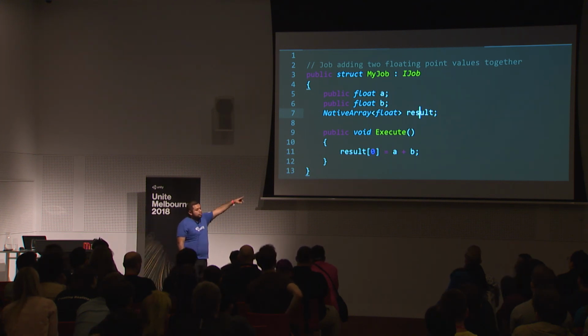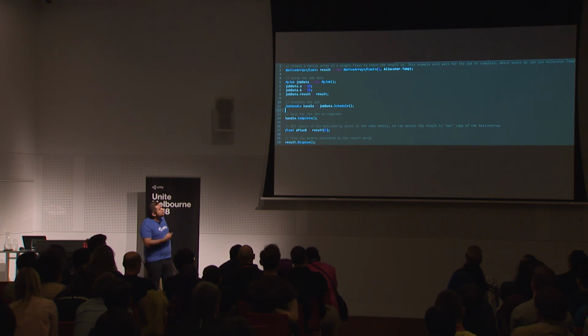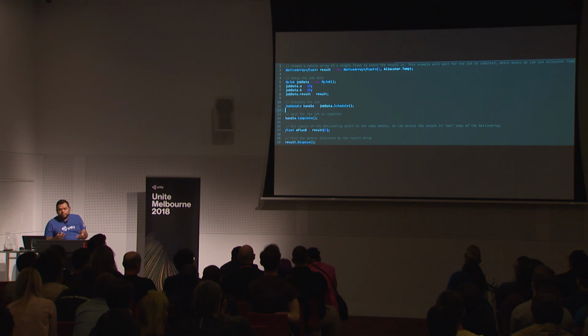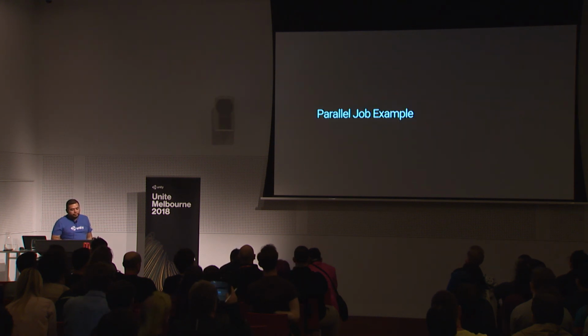I'm going to execute the job, and you can see that I'm saving the result in position 0. It's weird, but it's an array, so I need to access it by an index. This is how you use it. The only important part here in reality is making sure that you have a handle, so that you can tell the job, or the job can tell you, okay, I'm done, and then we can dispose of that thing.